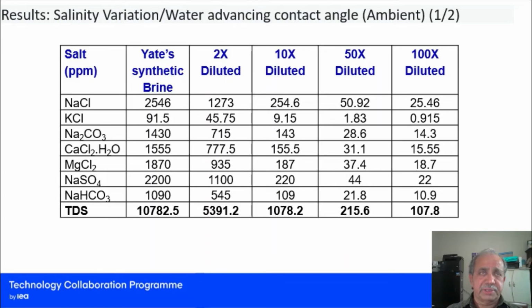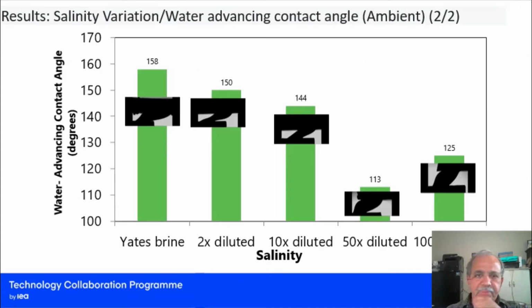Here is what we did in this study in terms of salinity variation and the water advancing contact angles at ambient conditions. Here is the Yates brine composition, and these are the components in the brine, and the twice diluted, 10 times diluted, 50 times diluted, and 100 times diluted. These are the cases you will see in the results slide next. And Yates reservoir brine itself, as we said, is strongly oil wet. That was the angle, 158, and these pictures are taken from those videos of each one of these experiments.